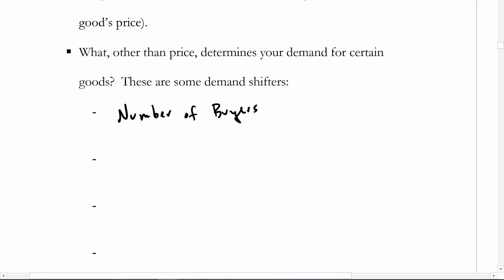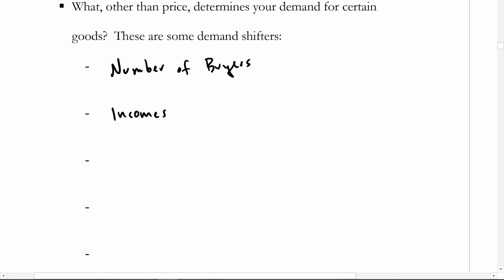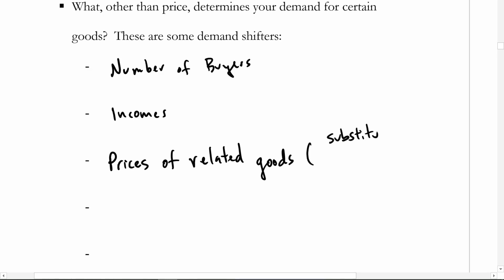And we'll go through each one of these, so I'll just state them here at the beginning first. The number of buyers, people's incomes affect their demand for goods and services. Incomes, the prices of related goods. Here we're talking primarily about substitutes and complements. Okay, the prices of related goods.